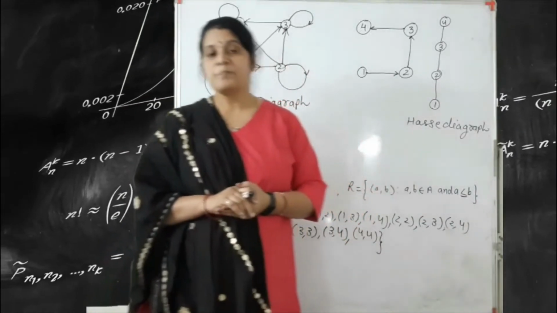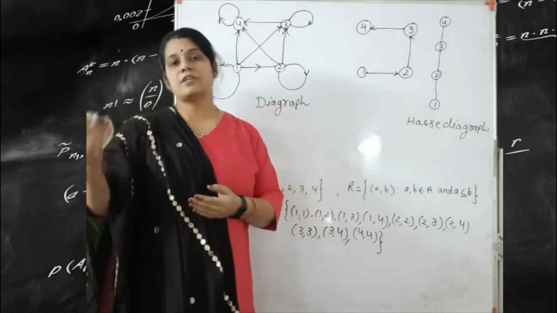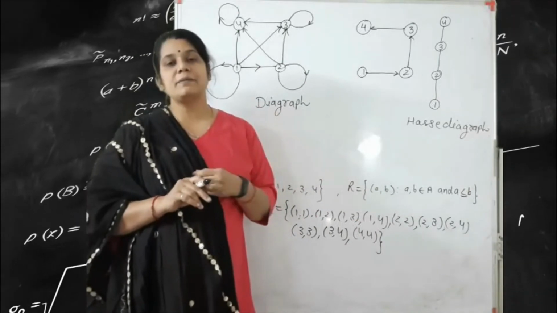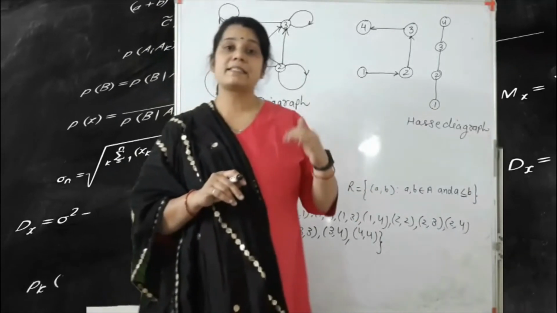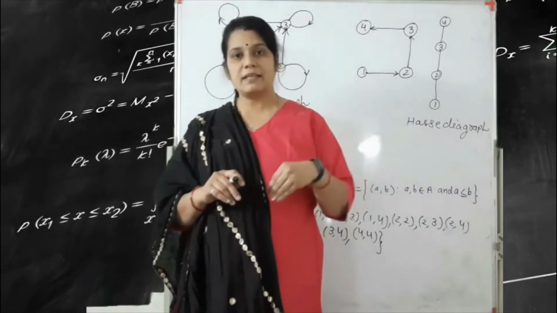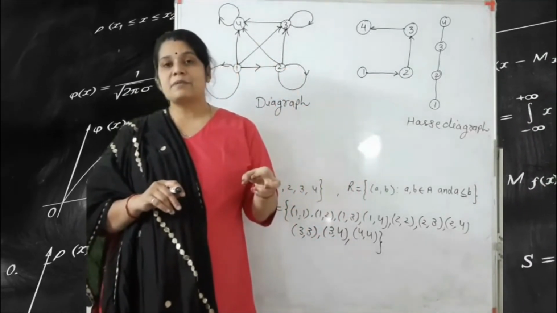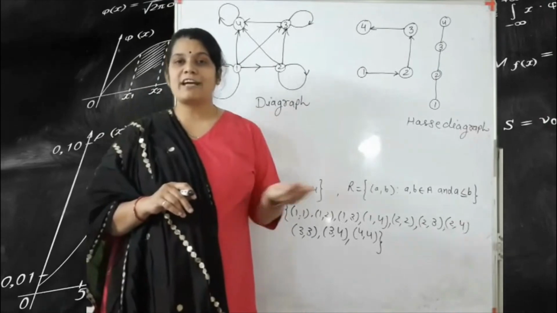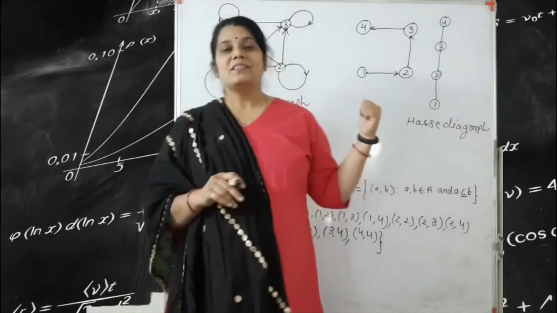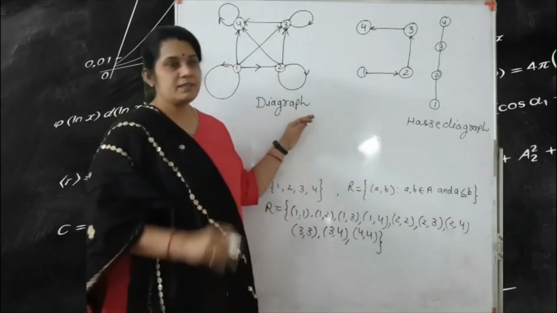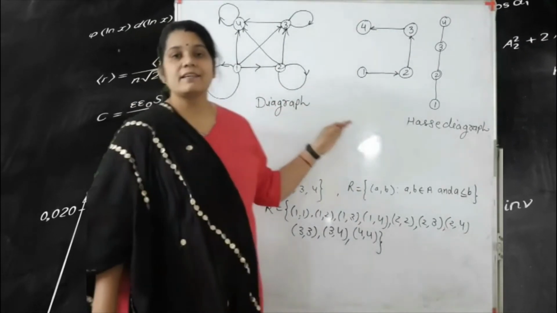So this is an example of the Hasse diagram, and with the help of this Hasse diagram, we find the maximal element, minimal element, maximum element, minimum element, lower bound, upper bound, least upper bound, greatest lower bound, and the lattice. So this is a very easy example for finding the Hasse diagram.